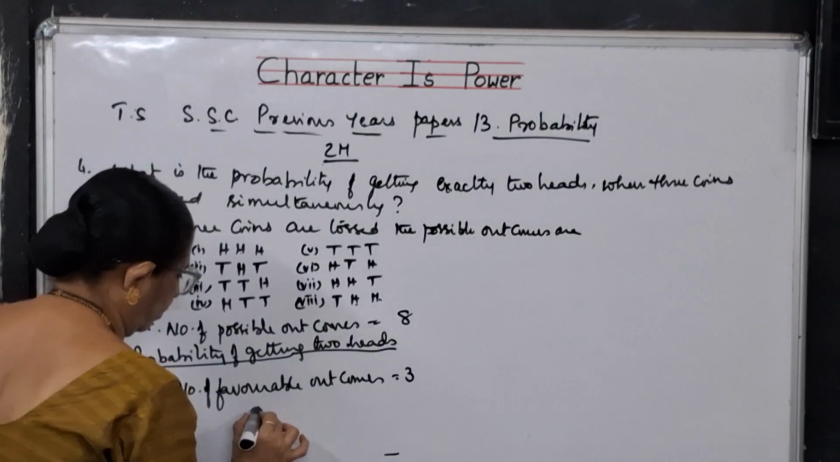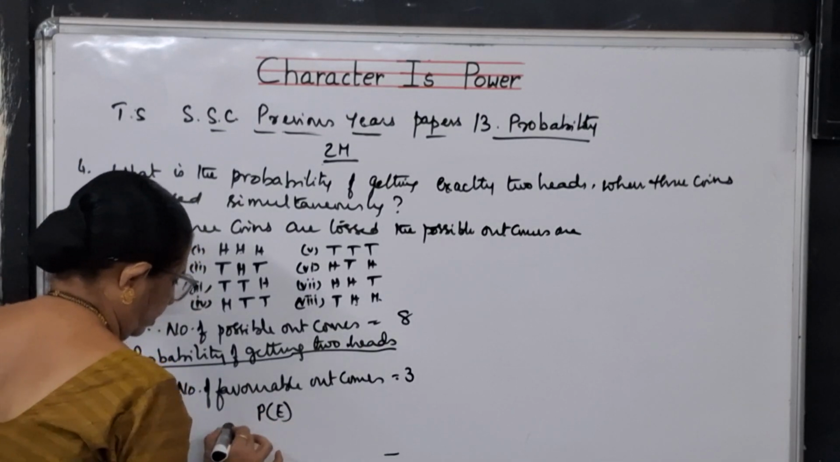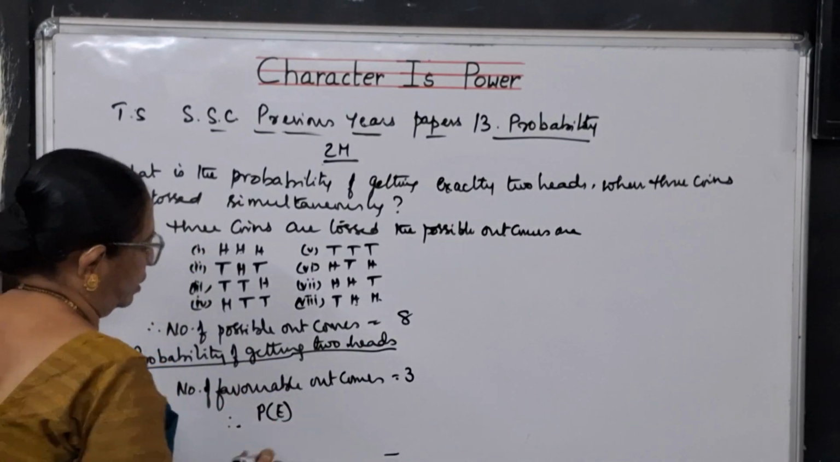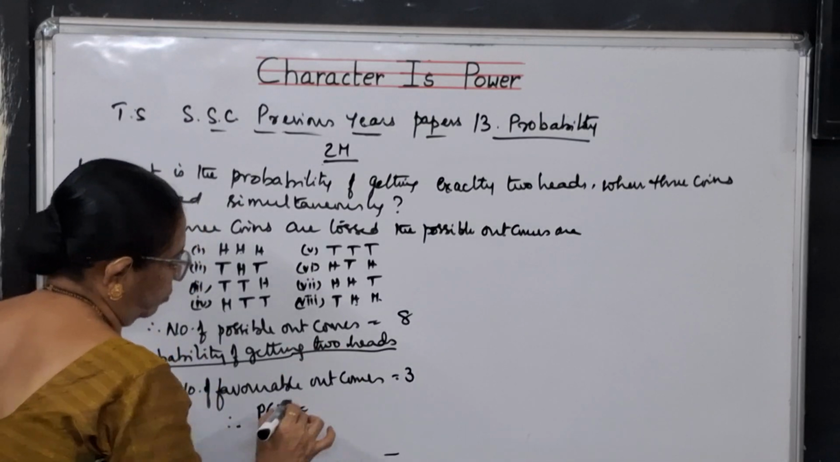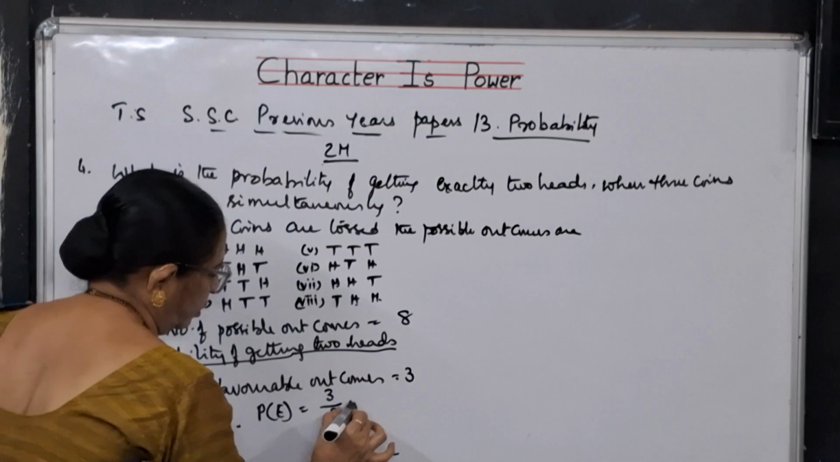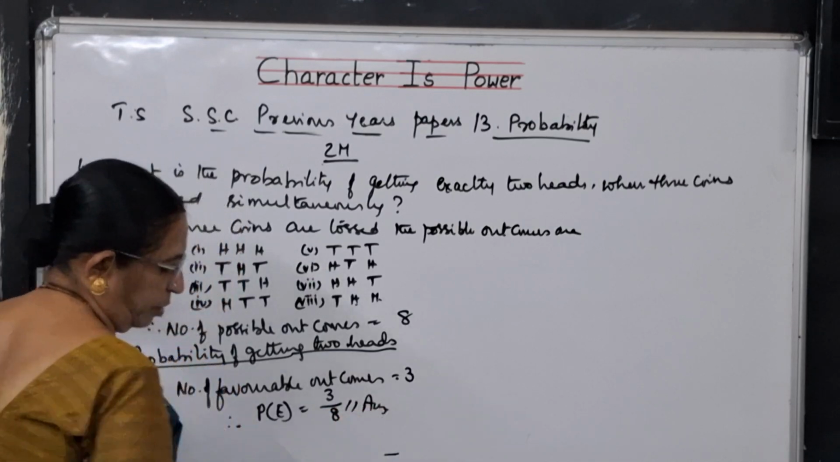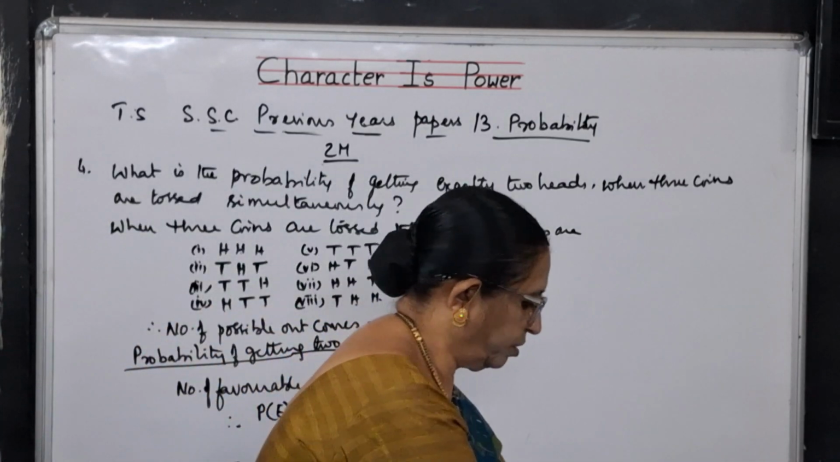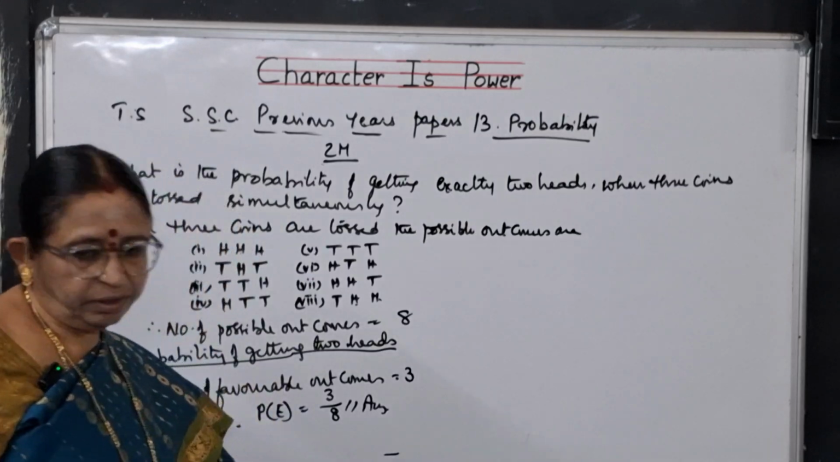So what is P of E? Therefore, what is P of event? Probability of event, number of favorable outcomes by number of possible outcomes. 3 by 8 is the answer. Write down, children.